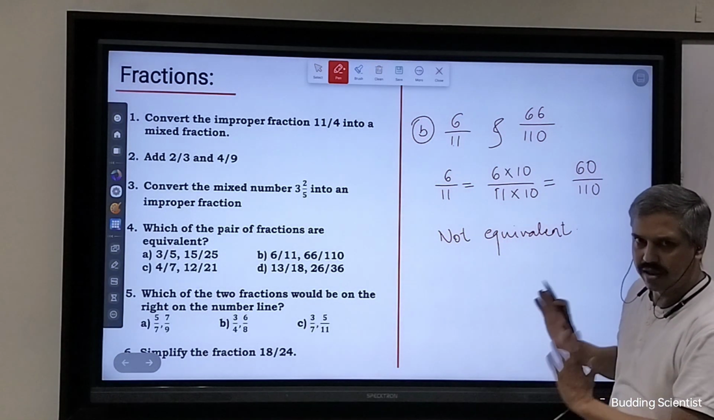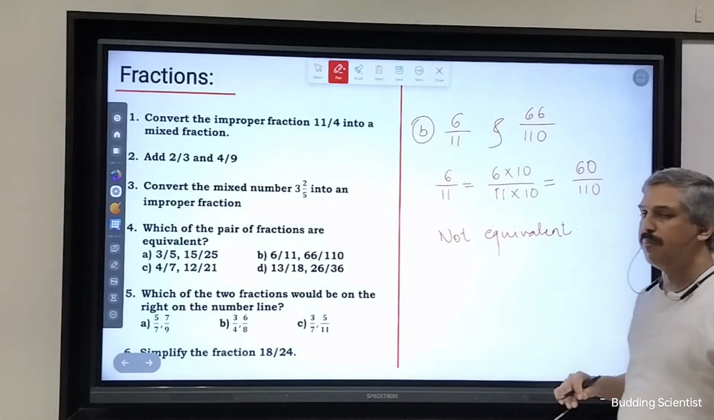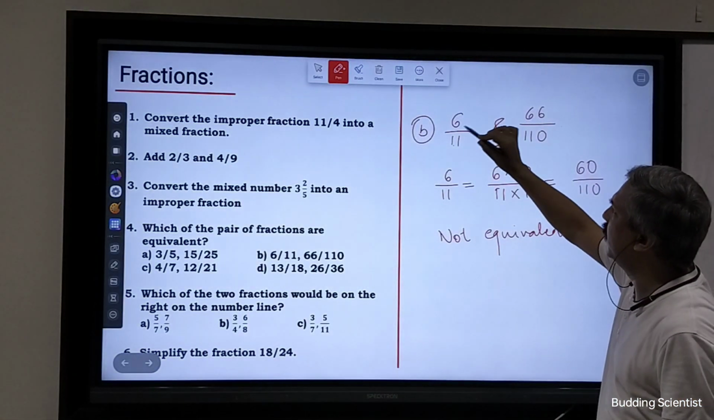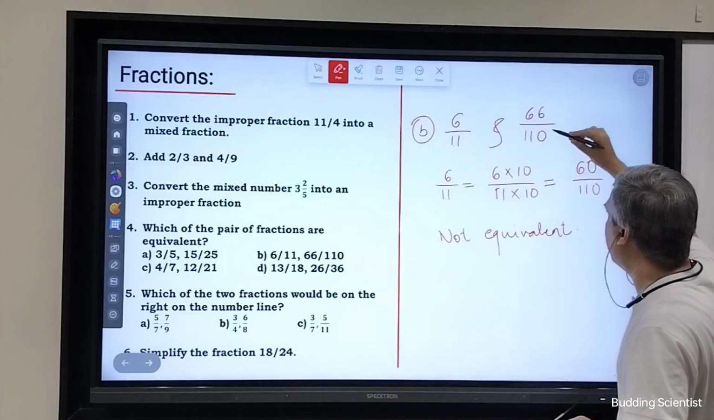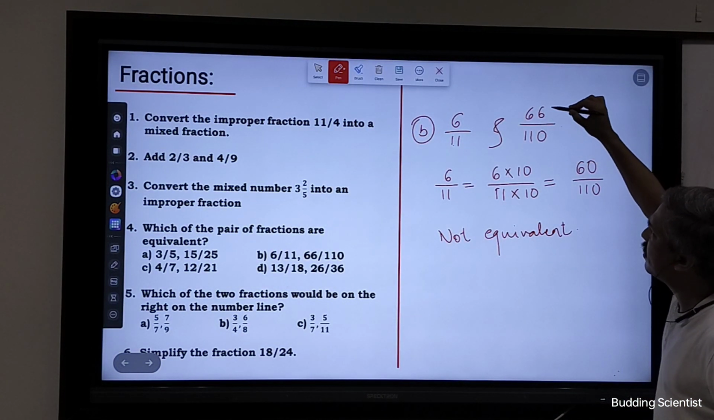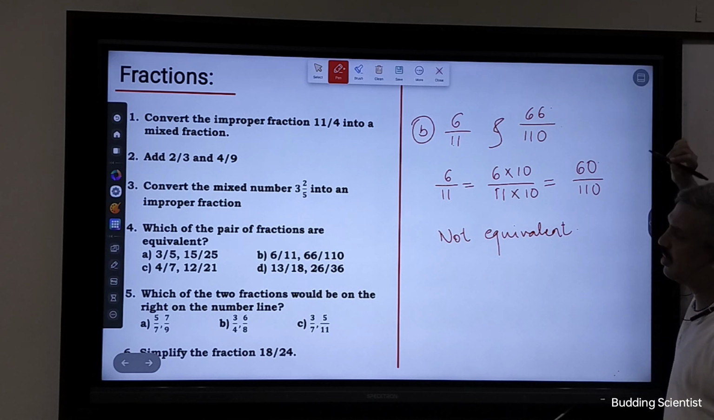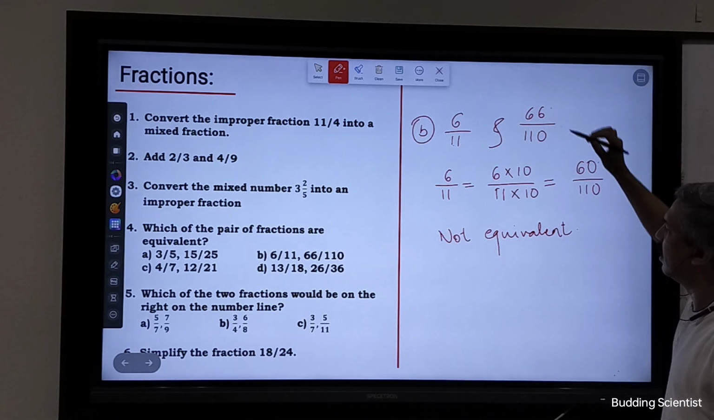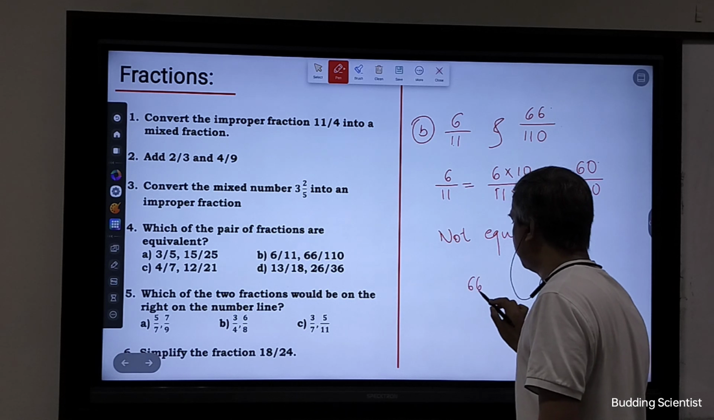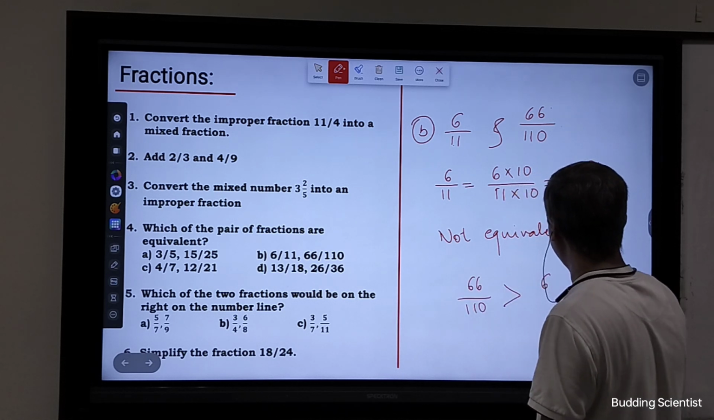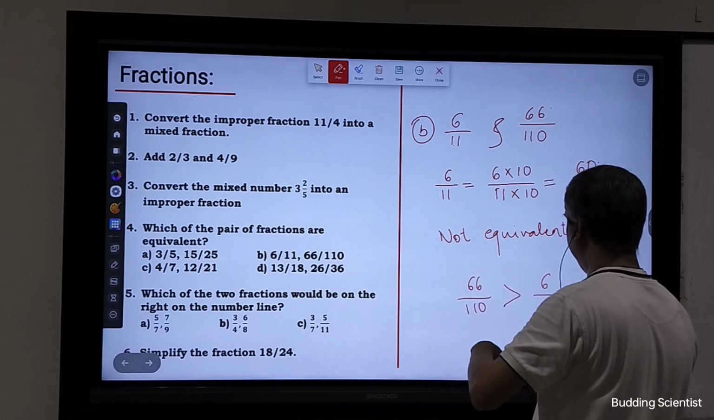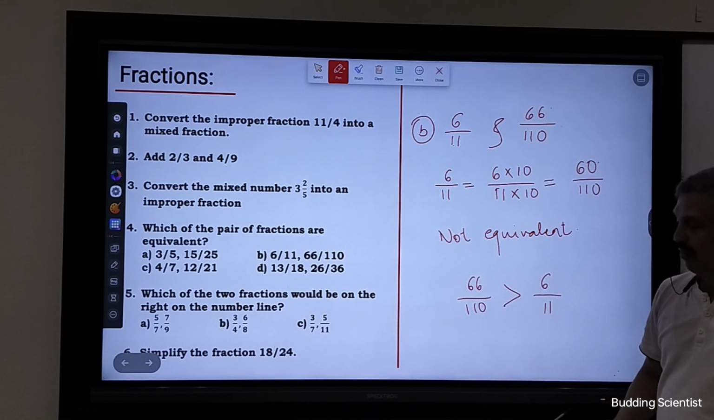Now that we have answered this, there is one more thing possible with this. You might be asked from the two fractions which is greater, which is smaller. We see that now the denominators are equal. The numerator of this is 66, the numerator of this is 60. Which is bigger? This is bigger. So we can also write 66 upon 110 is greater than 60 upon 110, which is 6 by 11. We could also write that.